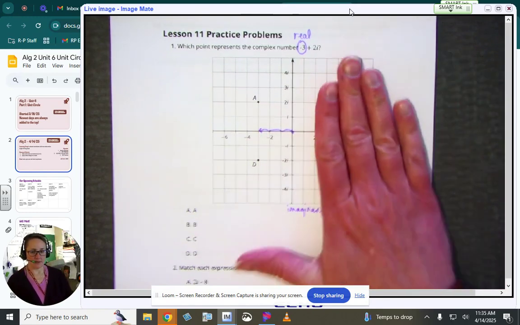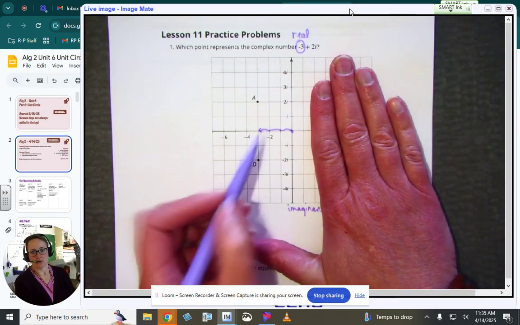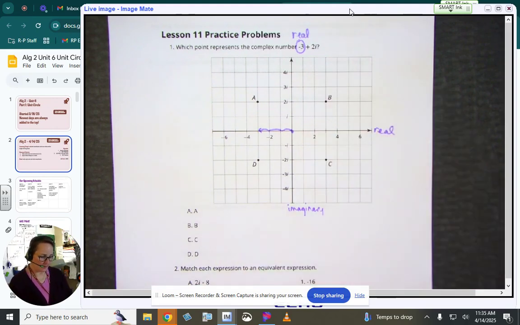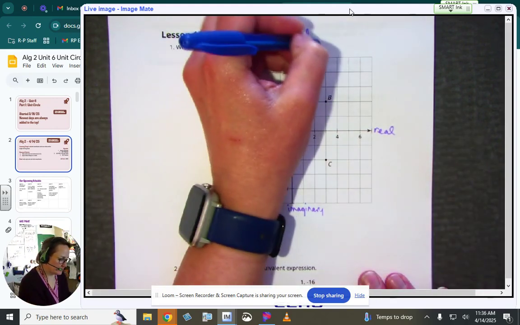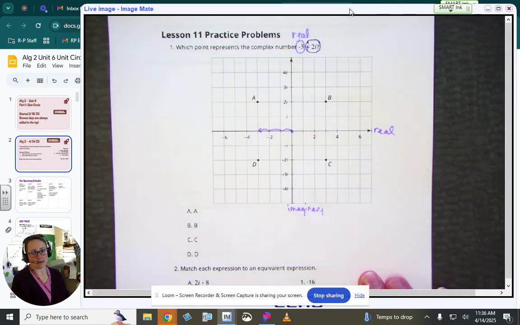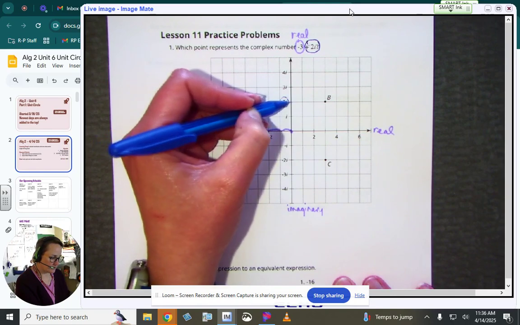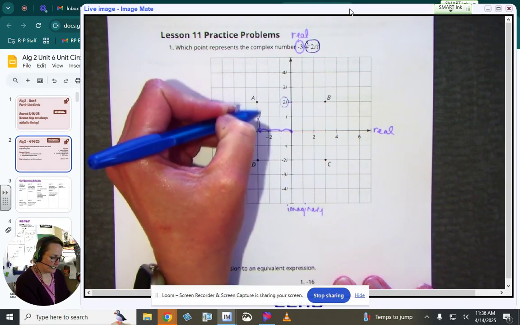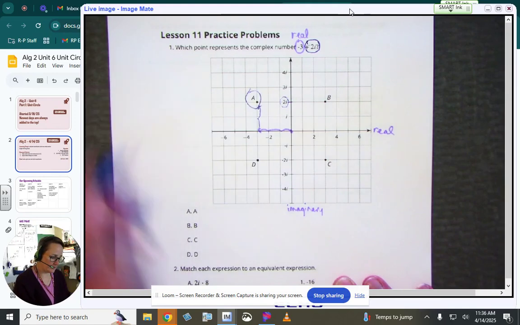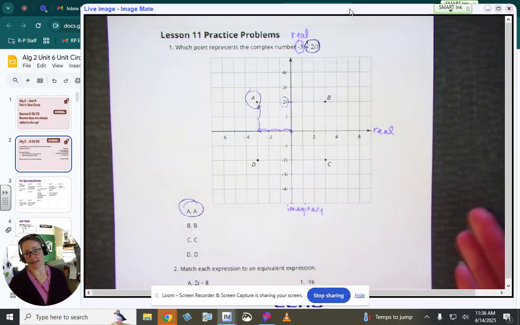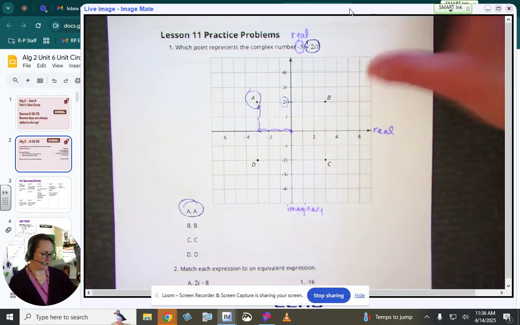So I already have it eliminated down to A and D because I know I'm going to -3. And then that imaginary part of it is what we see next. This is a plus 2i, so positive 2i. And when I look at that, that 2i is up here. So I would be going up to a positive 2i, and that's going to be point A on our grid.